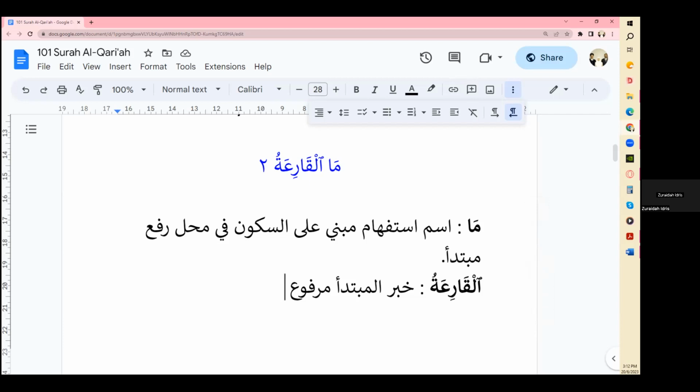The Iraab that I have here actually says that ma, here, is the second mubtada, mubtada thani. This is how it is, but I just want to know how you guys understand it. He calls it the second mubtada, and this would be the khabar of the second mubtada, which is ma. And it's marfu bidhamma.